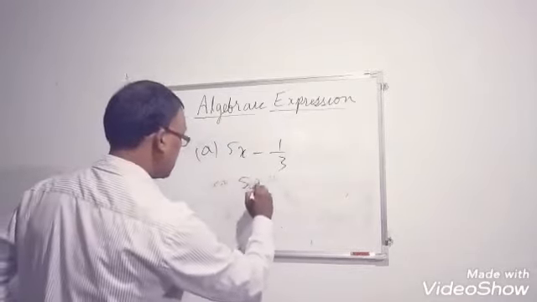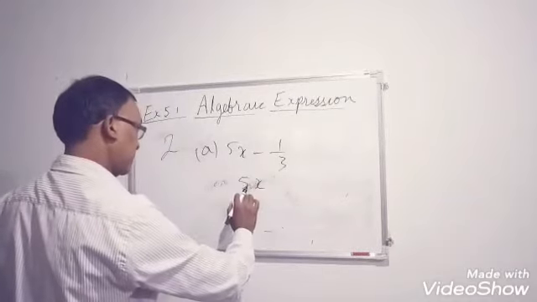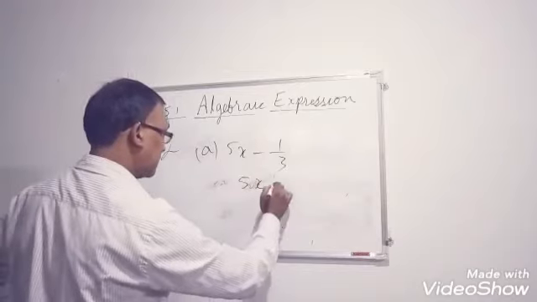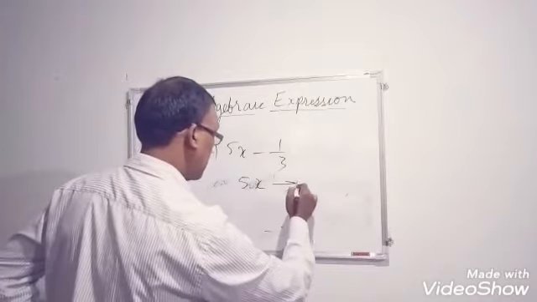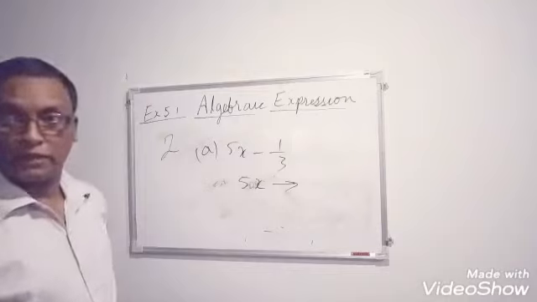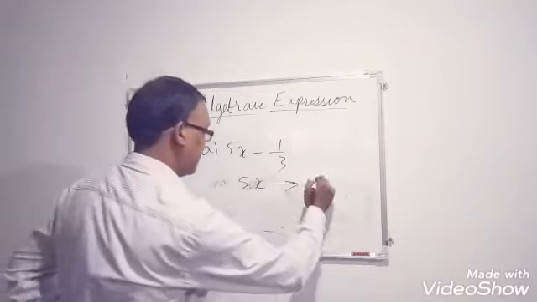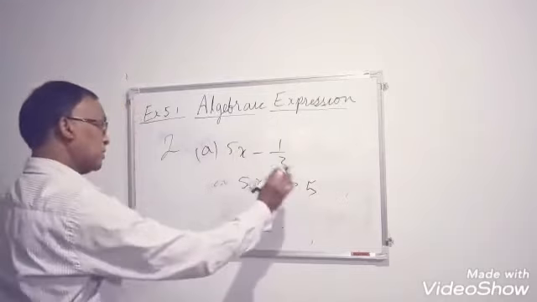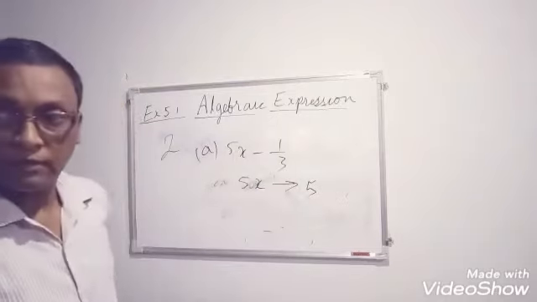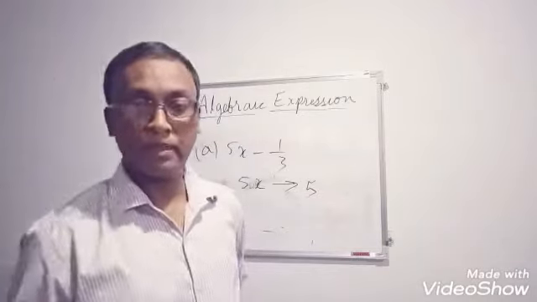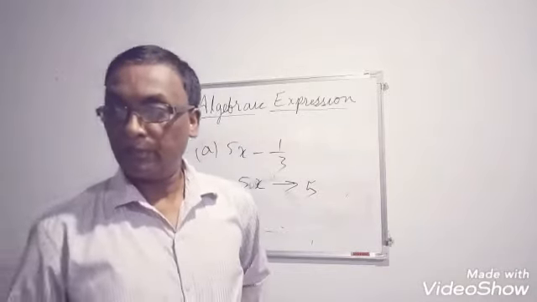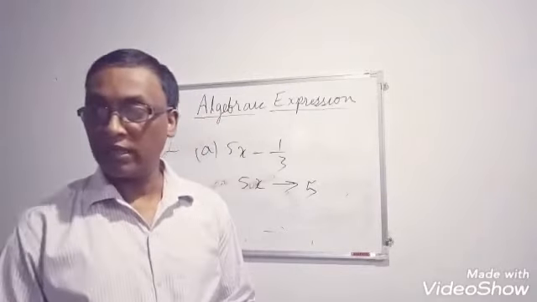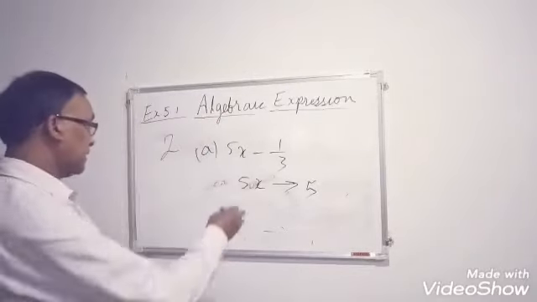So what is the term here? Leaving the constant, this is the term, and we have to identify the numeric coefficient. So numeric part is 5. So in this, factors 5 and x, numeric part is 5. So the numeric coefficient is 5. Clear, I think.